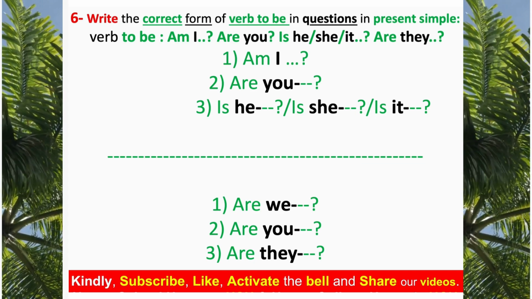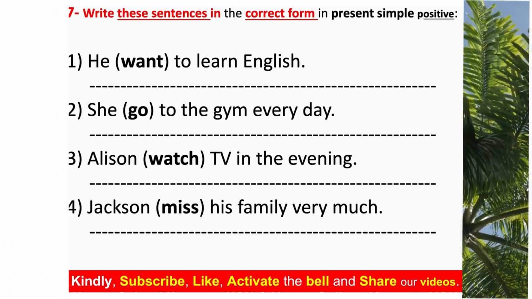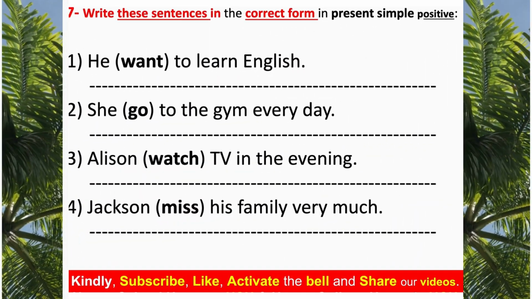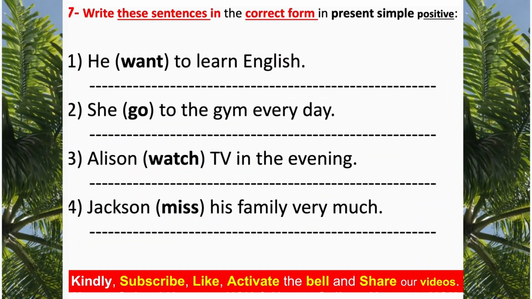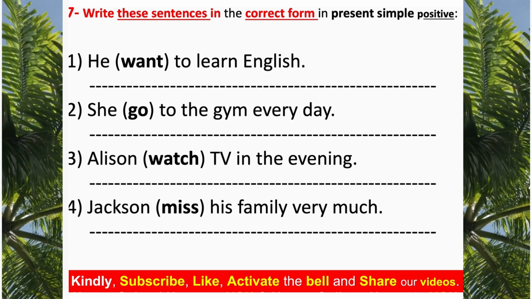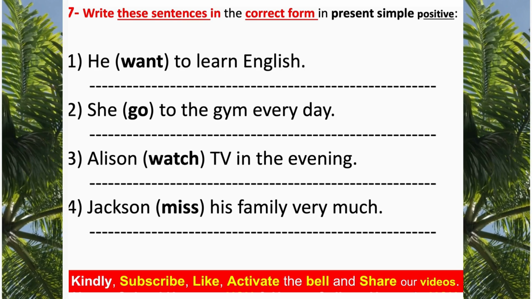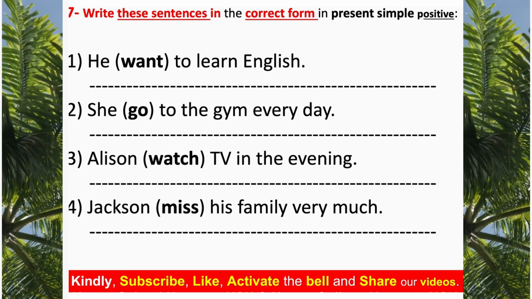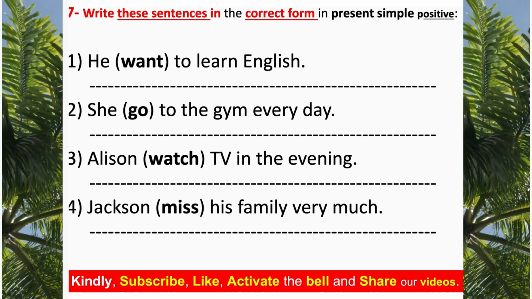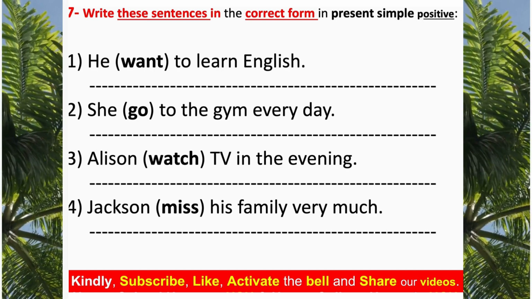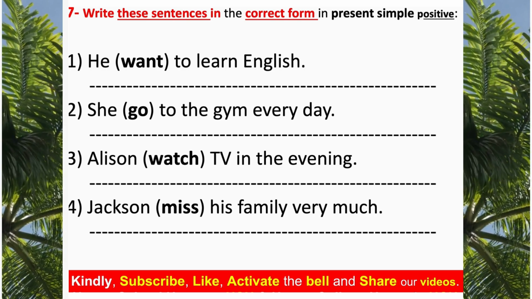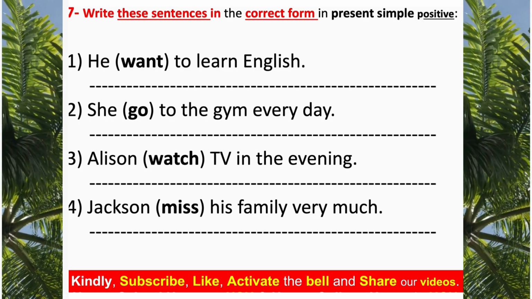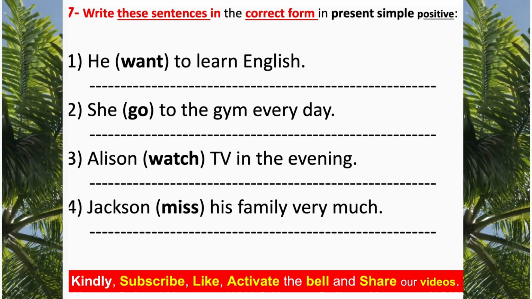Let's continue. Number 7. So in number 7, we are going to practice verbs in the positive, negative, and question forms. Let's see if you know how to put them in these 3 forms. So write these sentences in the correct form in present simple positive. He want to learn English. She go to the gym every day. Alison watch TV in the evening. Jackson miss his family very much.